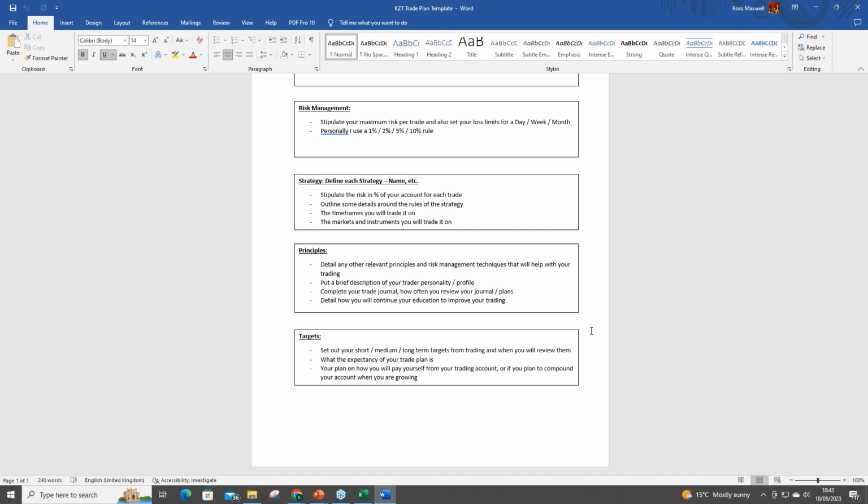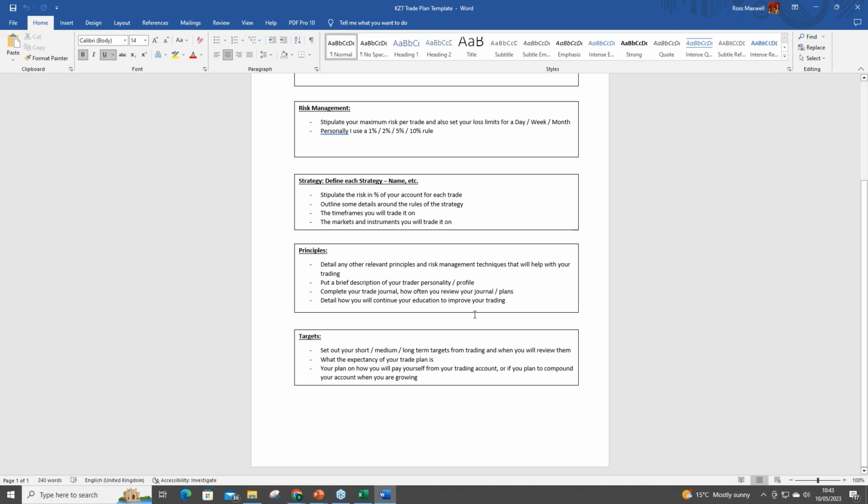So ideally, I don't have this as a strict thing, but ideally I'd like to be out of a trade or risk-free when I leave my session, and I do not hold trades over the weekend. That is one of my principles. Again, this doesn't have to be your principles, but they're the sorts of things that you should be putting into your trade plan.